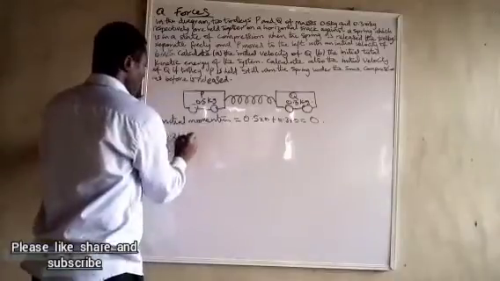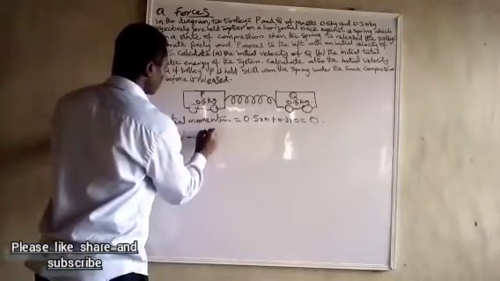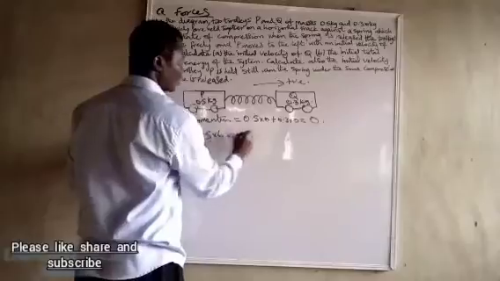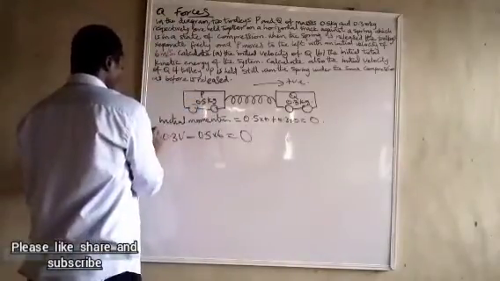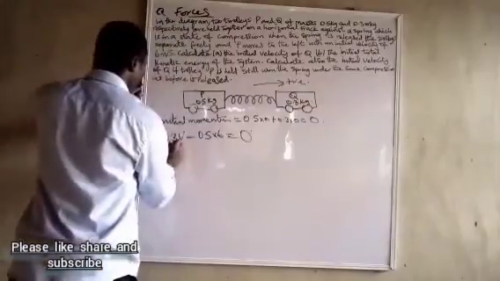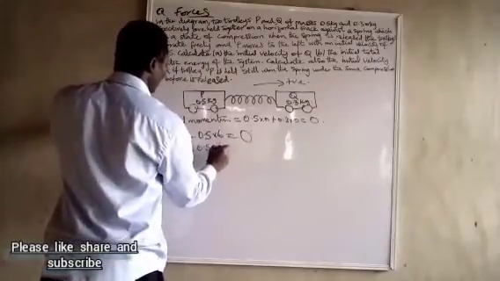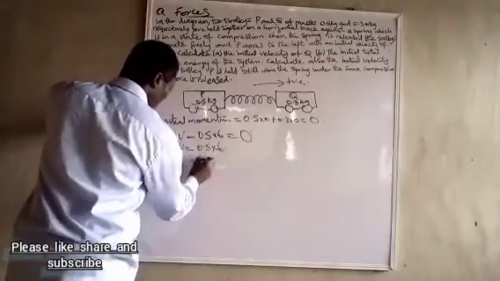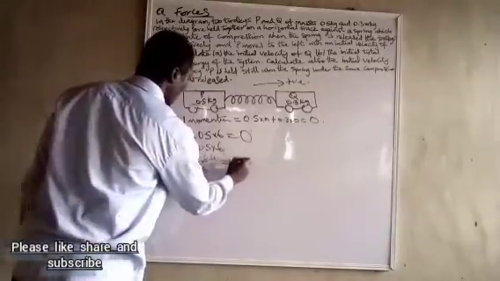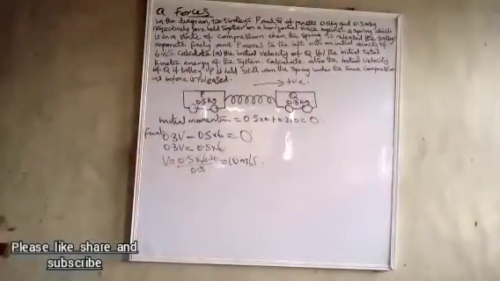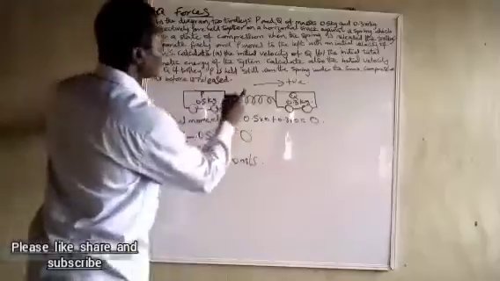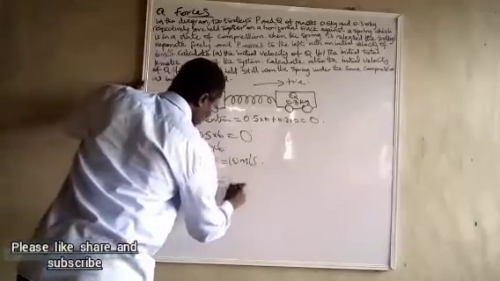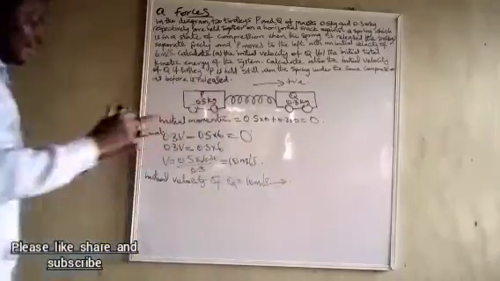So let's give this one V, minus 0.5, because it moves to the left. We take this as the positive direction. 0.5 times 6 is equal to this one now. This is the final momentum. Final is equal to the initial. Therefore, 0.3 V is equal to 0.5 times 6. So V is equal to 0.5 times 6 over 0.3. So that is 10 meters per second. So the initial velocity of Q is 10 meters per second in the right direction.